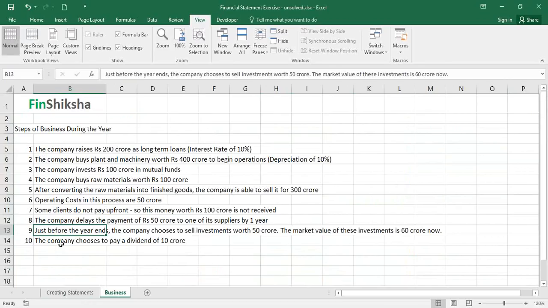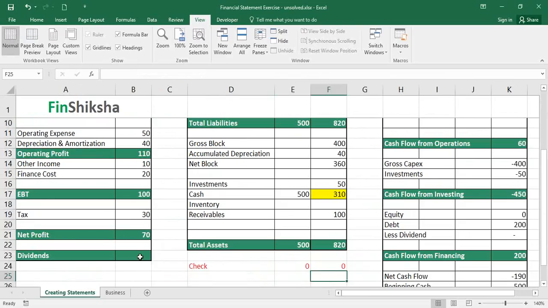Final step in the business, the company chooses to pay a dividend of 10 crore. If you pay a dividend of 10 crore, that's a cash outflow. Before the dividend, you had a cash of 310. After the dividend, you have a cash of 300. If you have a cash of 300, it does not balance the balance sheet.